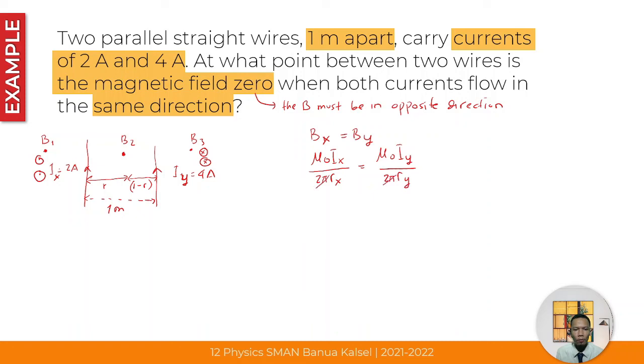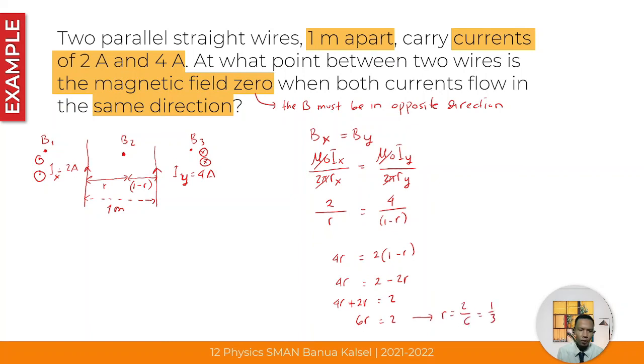2 pi we can cancel, mu 0 we can cancel. Ix is 2, Rx we have R. Then Iy we have 4, per Ry we have 1 minus R. So we have 4R equals 2 times (1 minus R), so 4R equals 2 minus 2R. Then 4R plus 2R equals 6R equals 2, so R is 2 per 6, or 1 per 3, something like that.